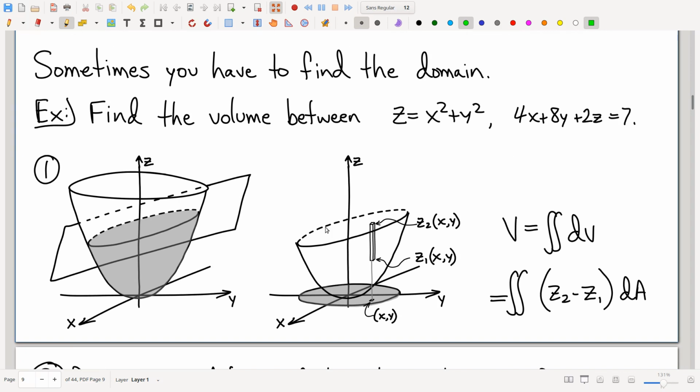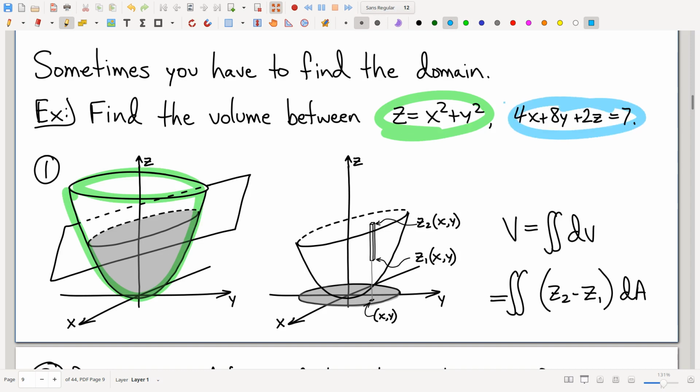Sometimes the domain's not given. Okay, so for example, paraboloid, plane, volume in between, which I think is easier to see if we look at it sort of separately over here, like this.